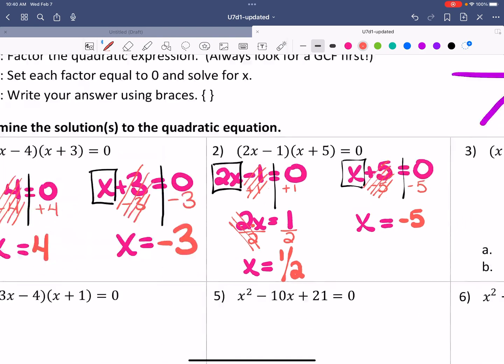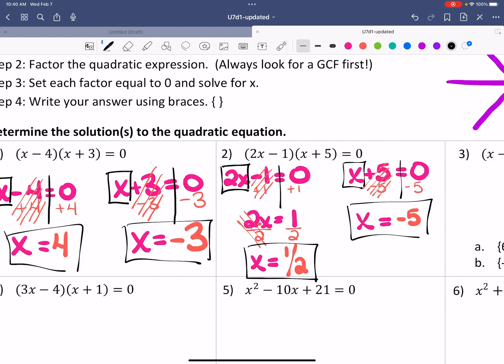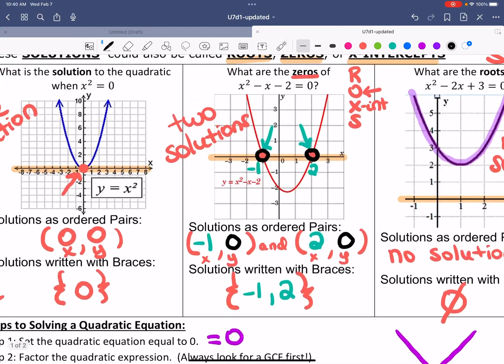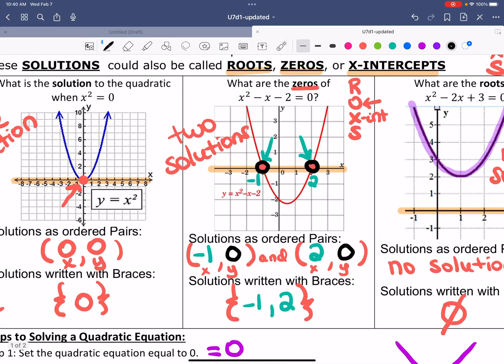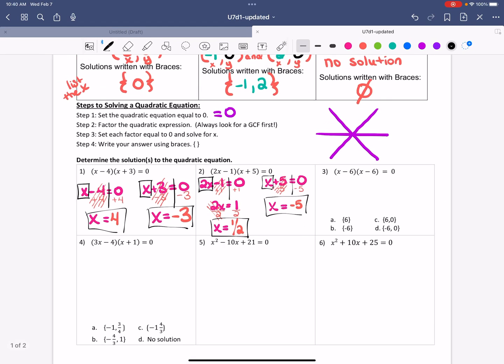So these numbers that we are solving for x are going to be our solutions, so that if we were to graph these, we would see that these numbers are where that quadratic, that U shape, is actually crossing the x-axis like it did up here. We're just doing it by hand because we're not always given a picture to do so.